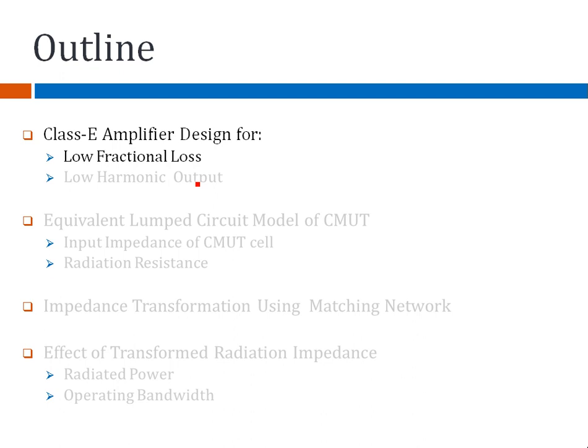Then Class E amplifiers can as well be designed with a very high Q series resonant circuit output to produce low harmonic output. So I'll show you that you will have a very large dynamic range. The second harmonic is like 25-30 dBs down from the first harmonic. So a Class E amplifier can have a very low harmonic output.